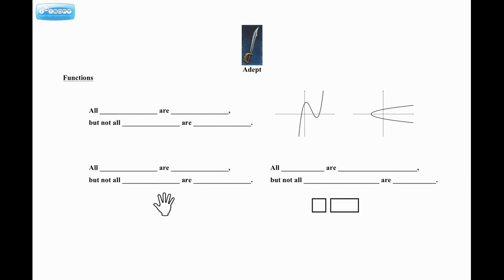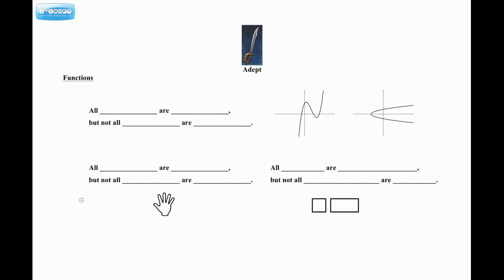All right, so let's continue on with functions. In the previous video we talked about what a function is and graphically what is required for a relation to be a function, and that is it must pass the vertical line test. As I indicated, all of those relations we saw were relations, but only some of them were functions.